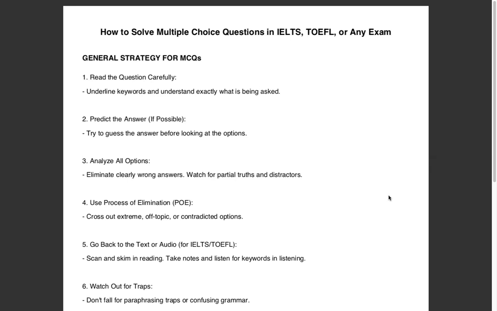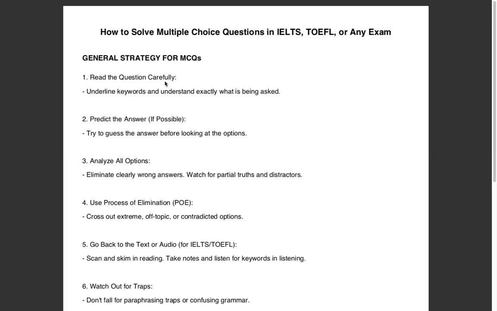So here, we are going to divide this lesson into two or three parts. Now we are in part one. What I am asking you is to read these strategies very carefully to understand each one separately. For the first one, it says: read the question carefully.